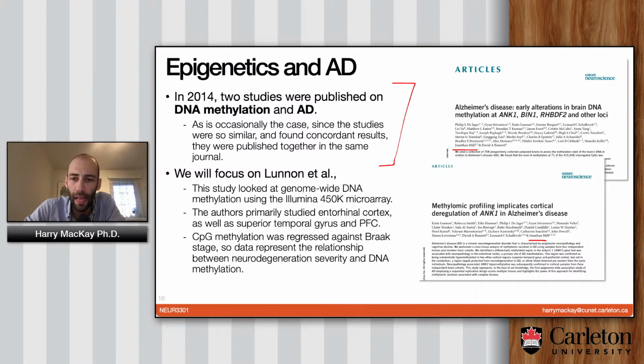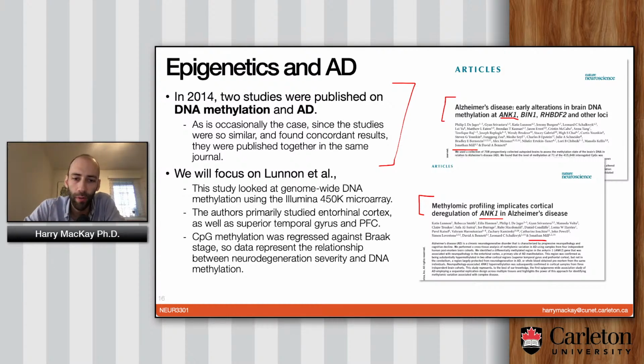But the first one says, Alzheimer's disease, early alterations in brain DNA methylation at ANK1, BIN1, RHBDF2, and other loci. And then the other article says methylomic profiling implicates cortical deregulation of ANK1 in Alzheimer's disease. So they're both agreeing that methylation levels at ANK1 in the brain have something to do with Alzheimer's disease. We could look at both of these, but we don't have time to look at them both.